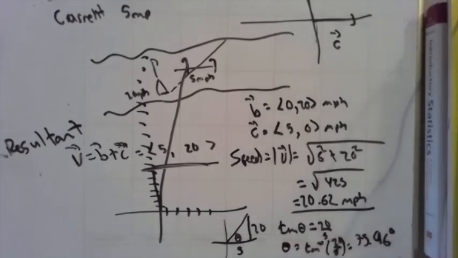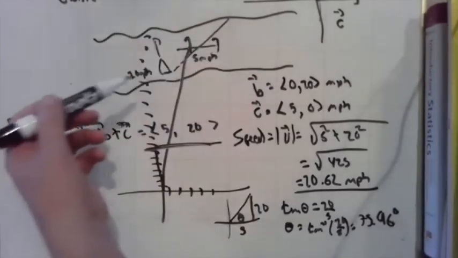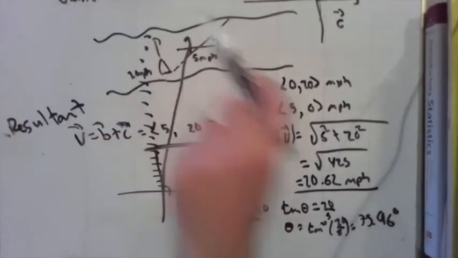Now I can't just leave it like that. Direction is always relative to something in the problem. I can't say from the x-axis. The problem didn't even mention an x-axis. As far as I know, my boat may not even be going north, south, east, or west. It may be going at some weird angle.